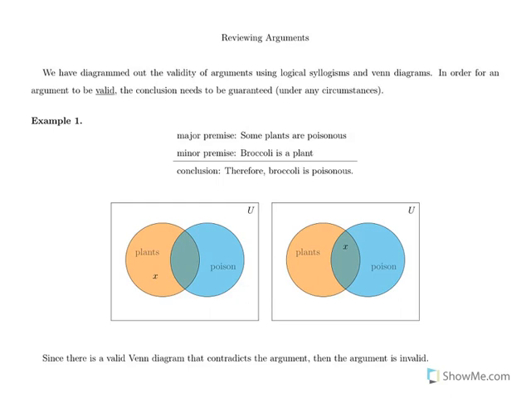Note that we've already analyzed arguments in this course. We've done so using a logical syllogism and Venn diagrams, and often together. And note that in order for an argument to be valid, the conclusion needs to be guaranteed under any circumstances. So we saw an example in our first video with this logical syllogism: some plants are poisonous, broccoli is a plant, therefore broccoli is poisonous. Now we know that argument to be invalid, but we need to understand why it is invalid.